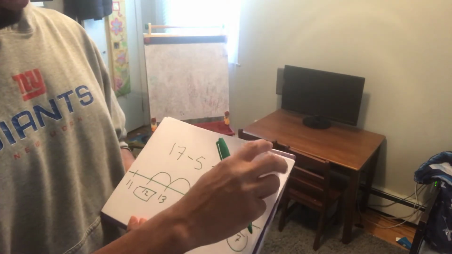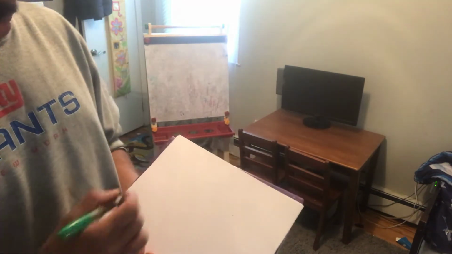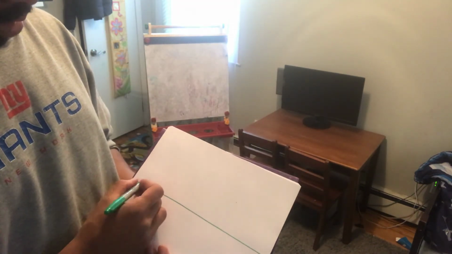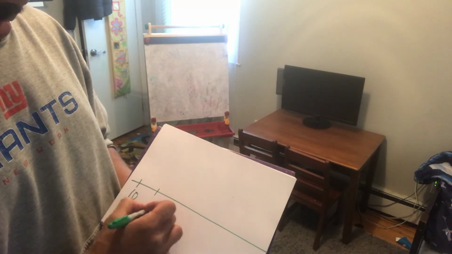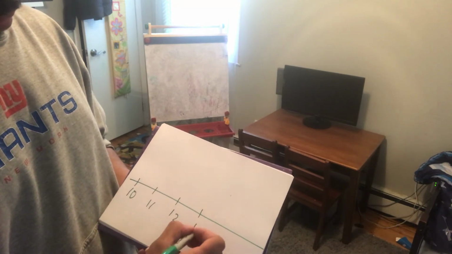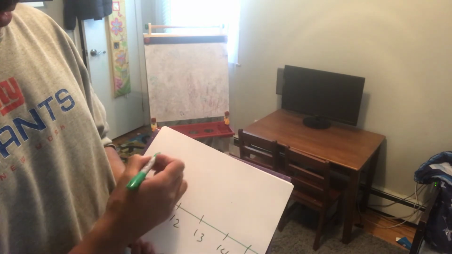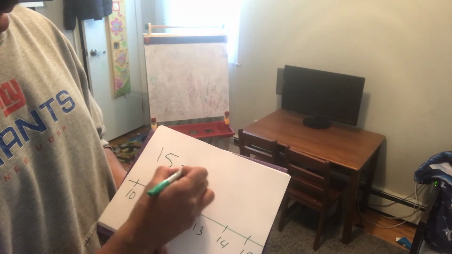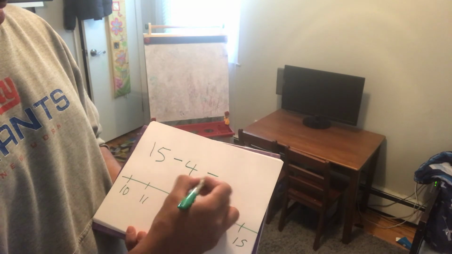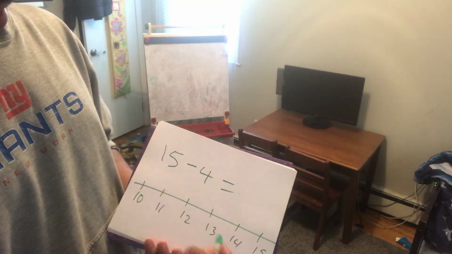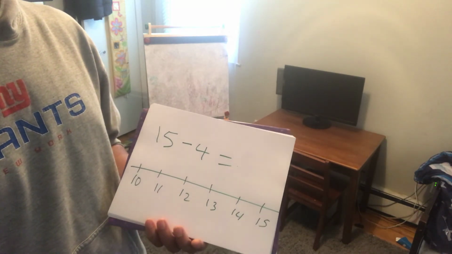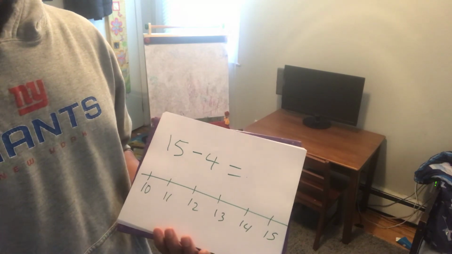All right, so now your turn. Let's start at 10. 10, 11, 12, 13, 14, 15. So what is 15 minus 4? Use your number line to calculate 15 minus 4. All right, enjoy.